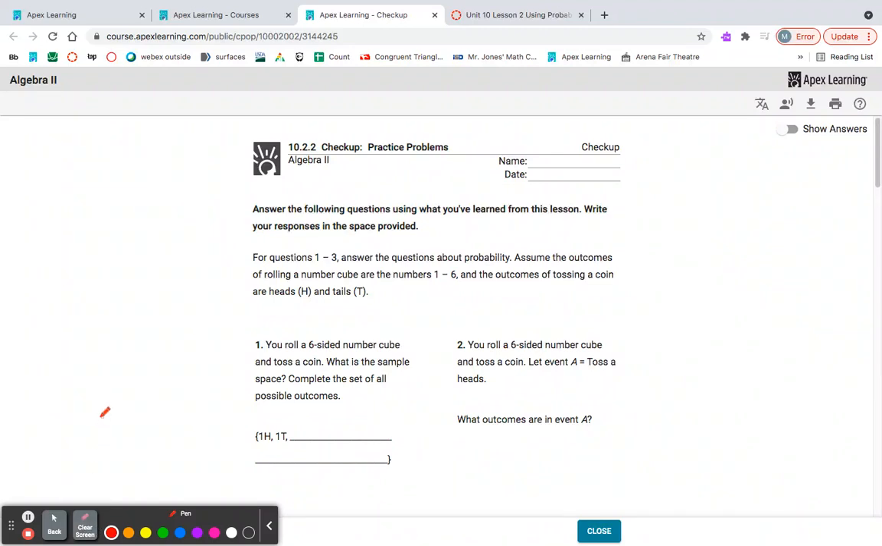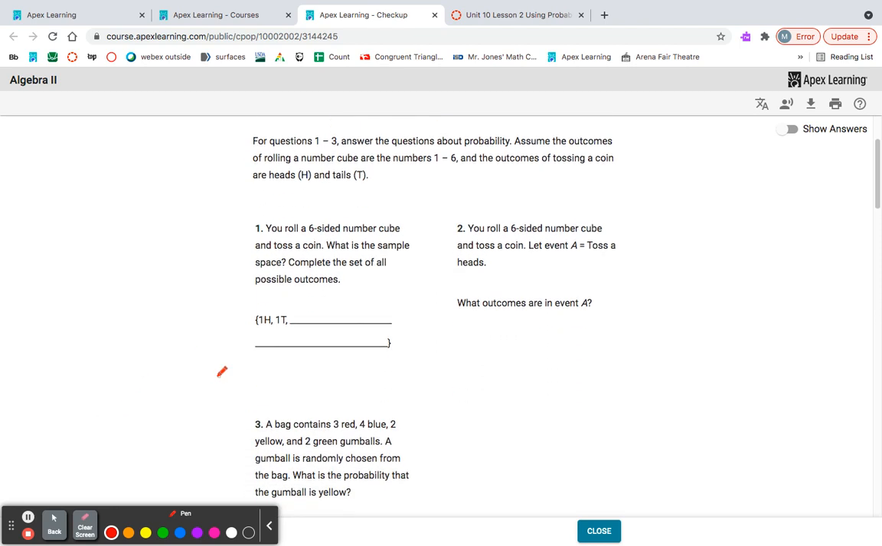Okay, here we go, talking about probability. First off, we're going to talk about sample spaces. A sample space is everything that can happen, okay? So you roll a six-sided number cube and toss a coin. What is the sample space? You're doing both of these activities.